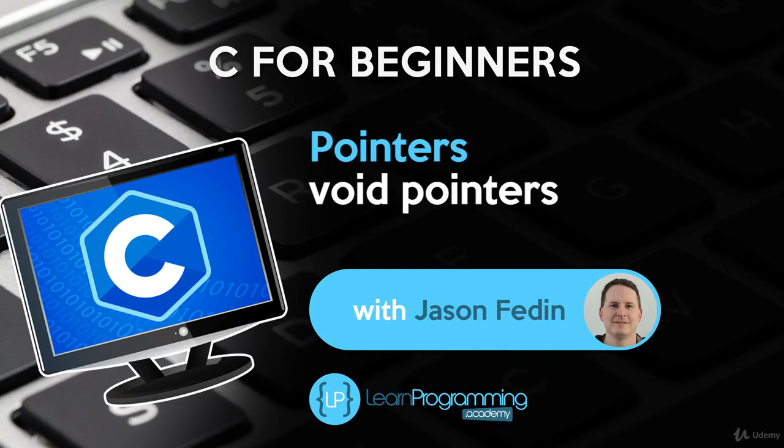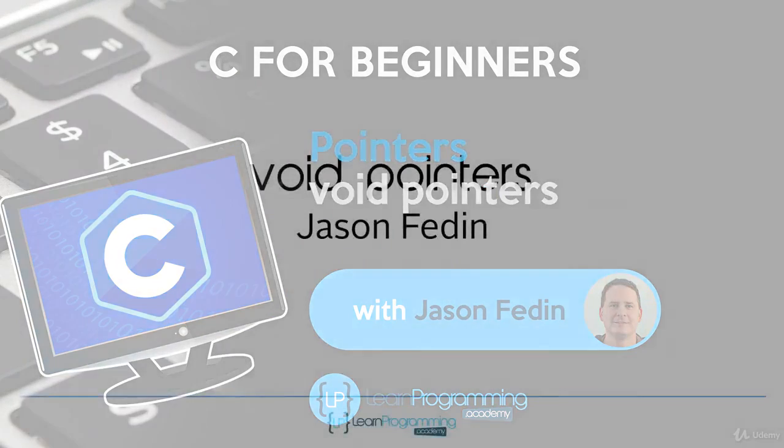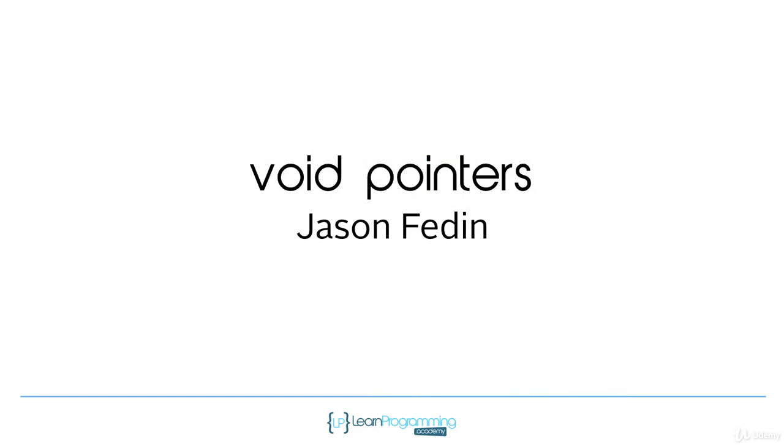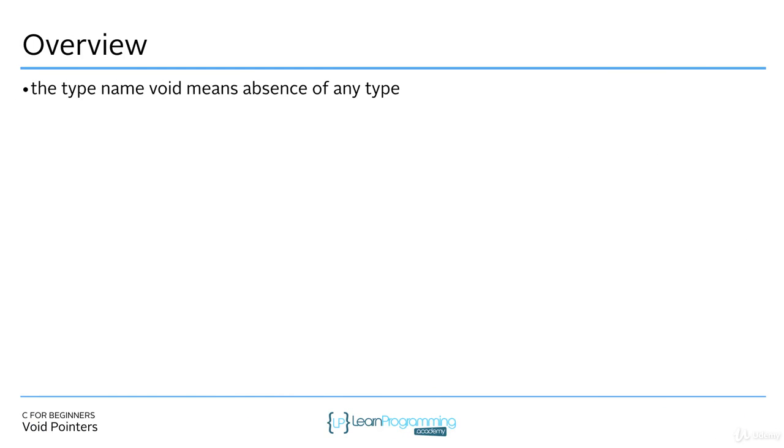Hello and welcome back. I want to talk a little bit about void pointers in this lecture. We know what void is because we used this keyword when we've talked about functions. Mainly if we don't want to return any data from a function, we use the void as part of the function signature. But what about when we use a void pointer?